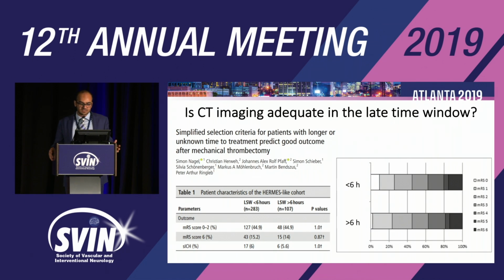So the question is, is CT imaging adequate in the late window? This was a great study from the German stroke group where they applied the early window paradigm to late window patients. So they treated HERMES-like patients in the early window and HERMES-like patients in the late window. They just used NIHSS 6 or more and ASPECTS 6 or more. What they found was that outcomes are exactly the same. There is no difference.